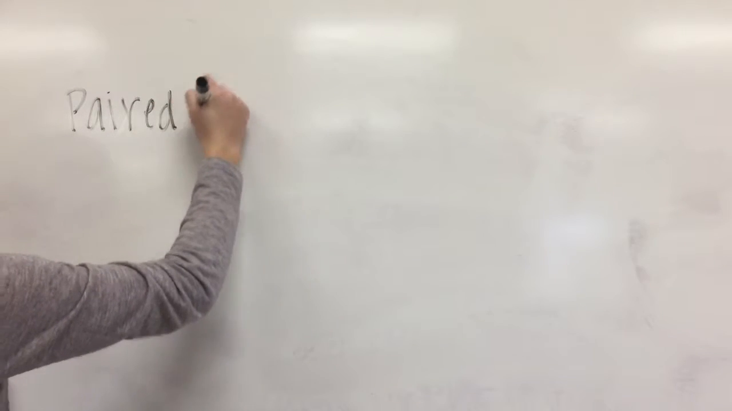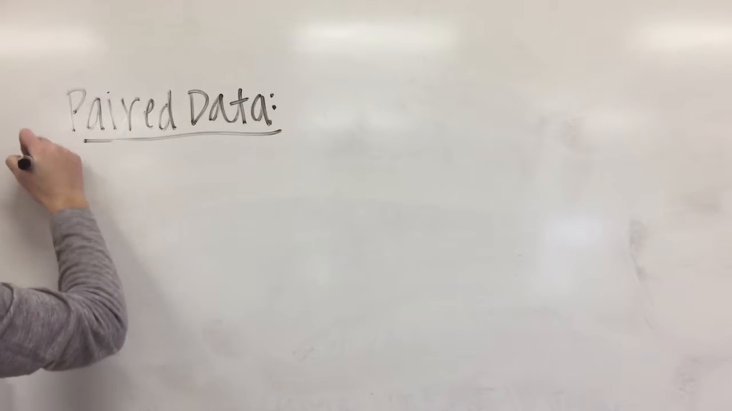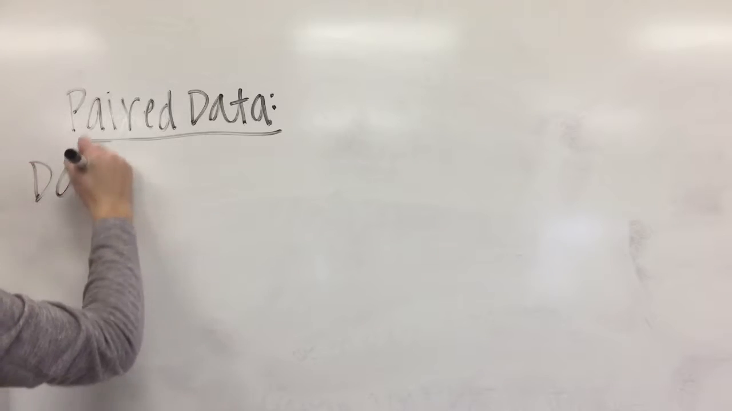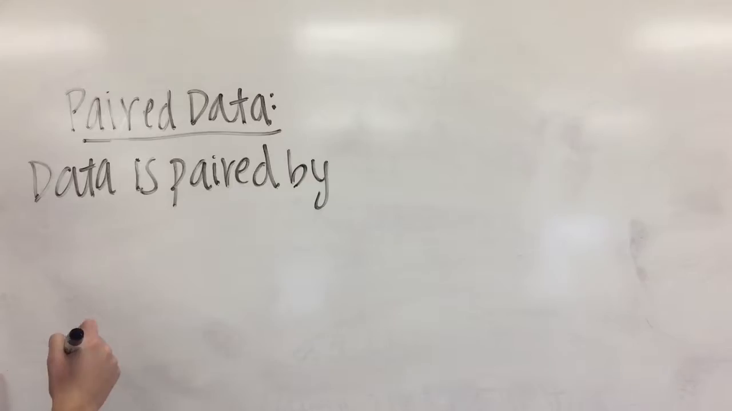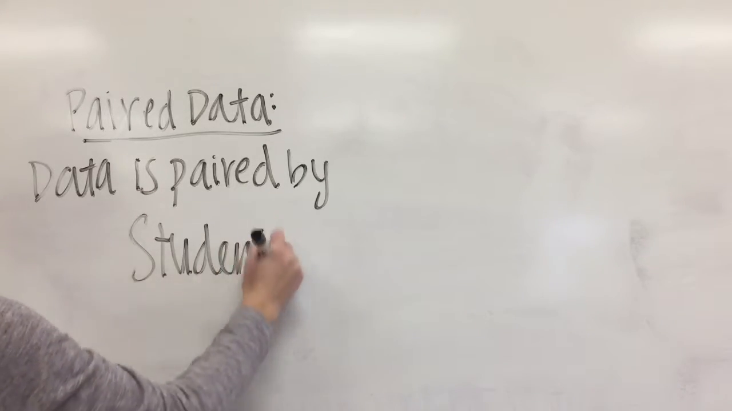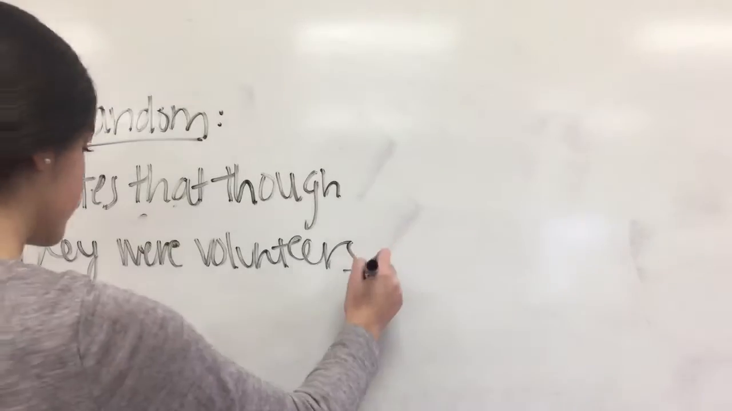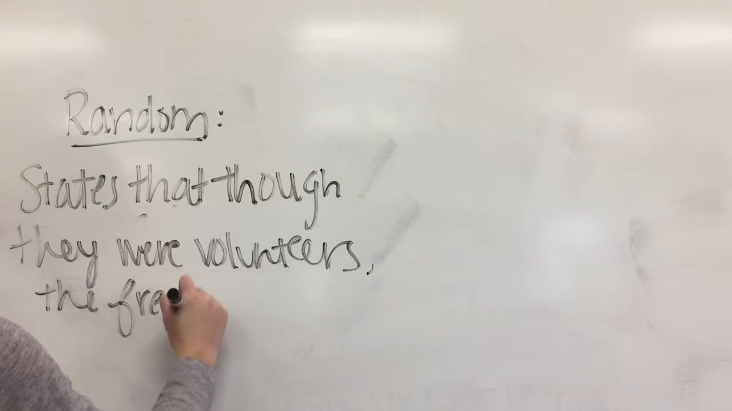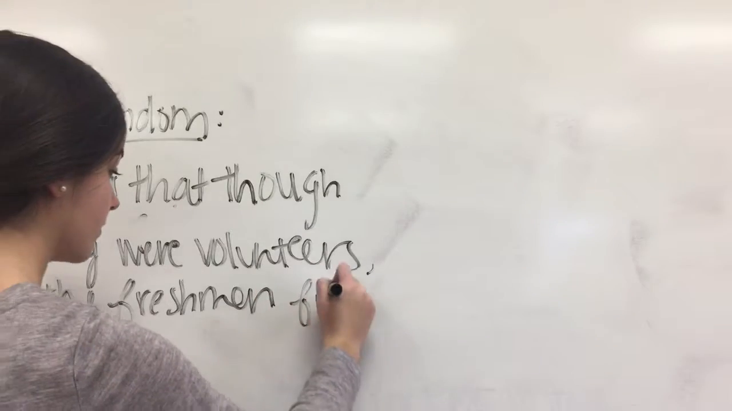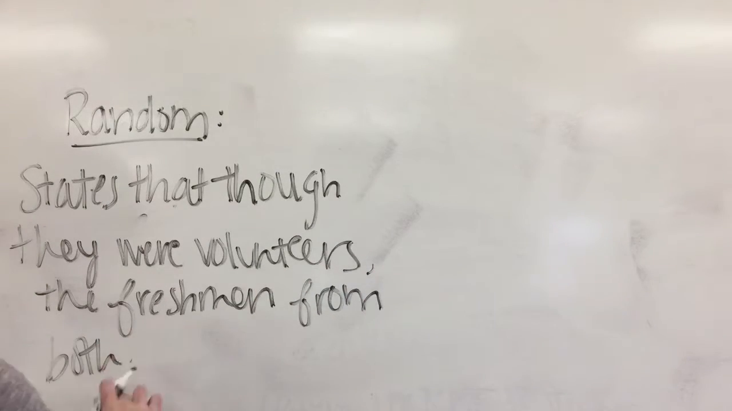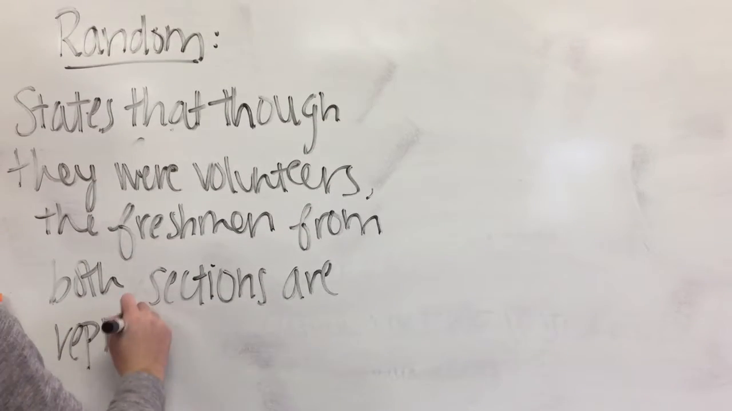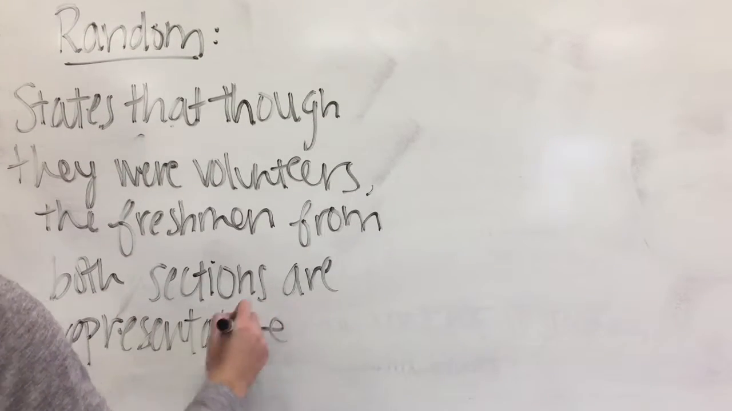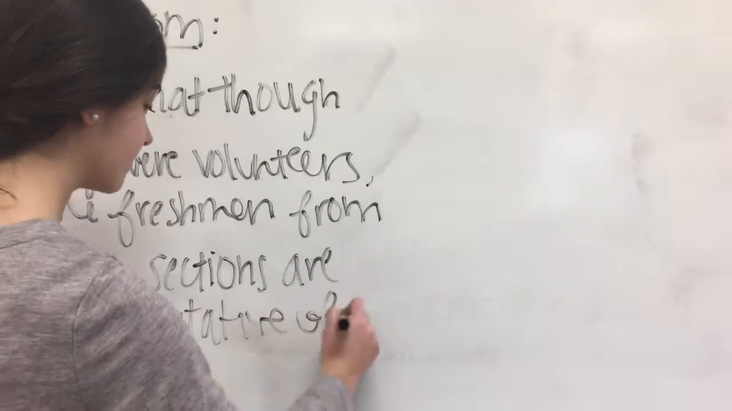So the problem shows us that the data is paired by students. So this is our first condition, and we're just going to write data is paired by students. In the problem, it says that even though the students were volunteers, the freshmen from both sections are representative of their freshman class. So that's what we're going to write out to fulfill the random condition.